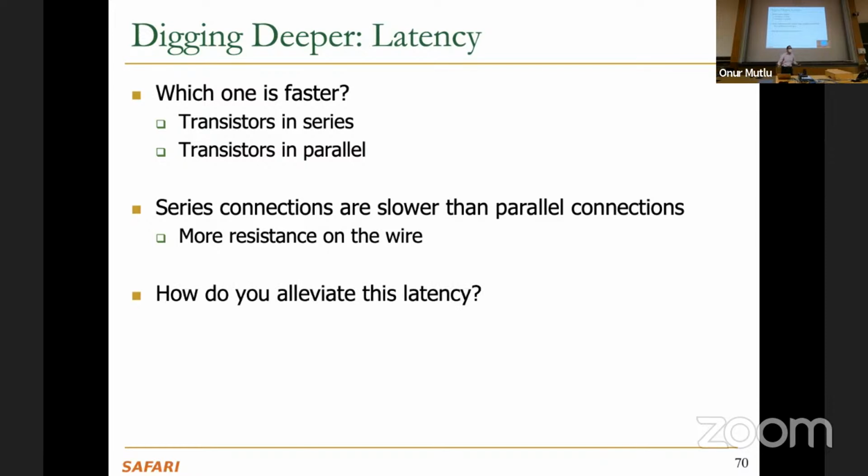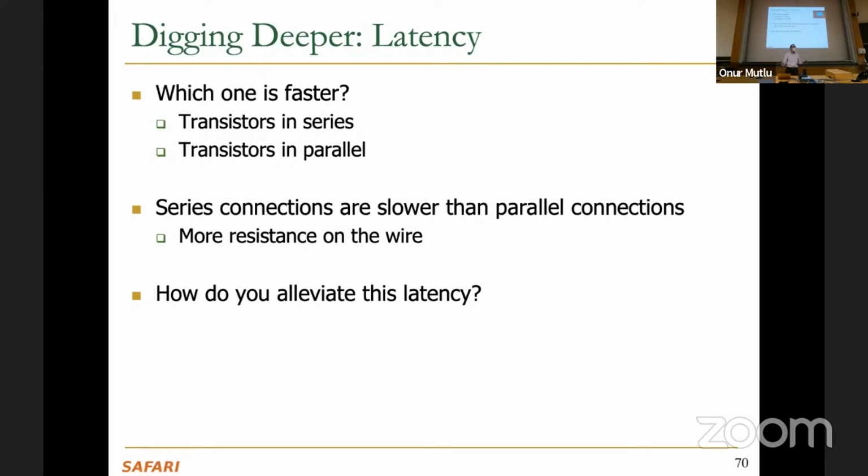So how do you alleviate this latency? Basically, you try to not have a lot of transistors in series. And this kind of limits the number of inputs you can have in a gate. And this is real, this is a real constraint. That's one way of alleviating latency: have gates with a smaller number of inputs.